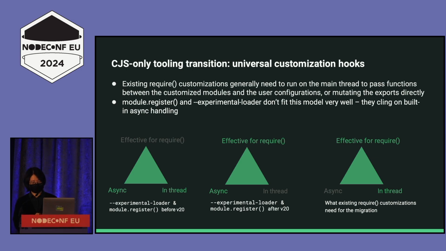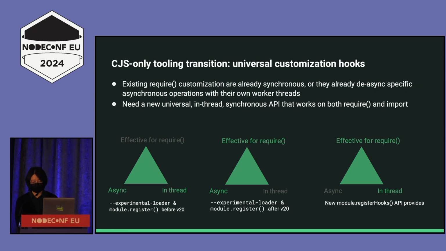After 20, they made a breaking change and run off thread, so that they can customize require by blocking on the main thread. But being off thread made it harder for customization to mutate exports or pass functions around, which many existing require customizations need. So to fill this gap, we need a customization API that supports running hooks in thread and is effective for require, in addition to being effective for import. That means it can be asynchronous, but out of the three, that's probably the least required feature for existing tools. And tools today already can and do work around that by spawning their own workers to do the async-specific operations themselves.